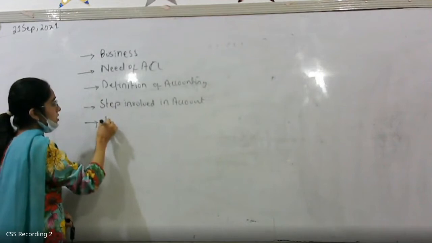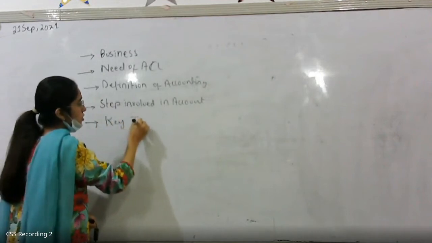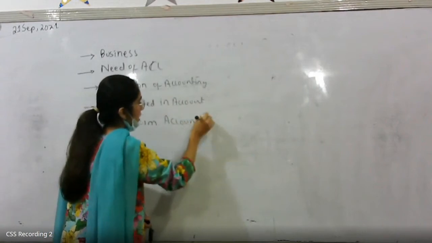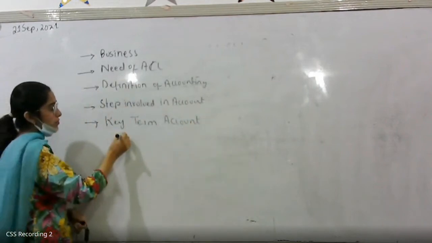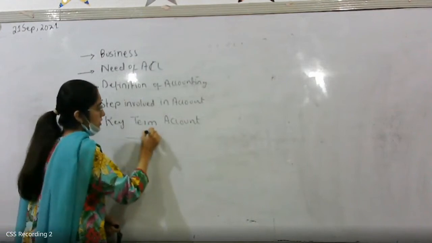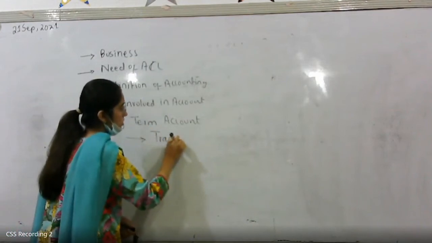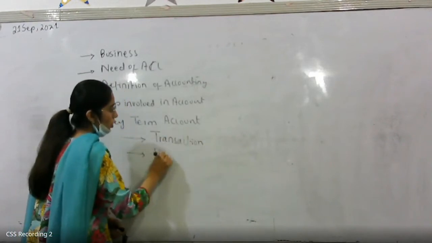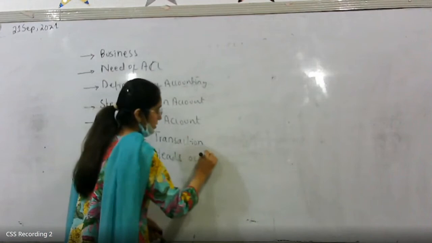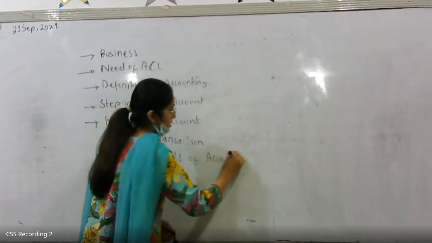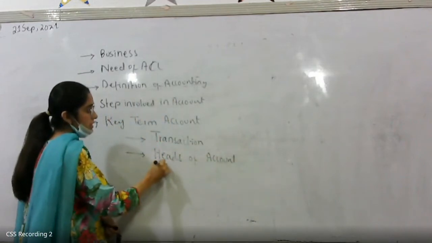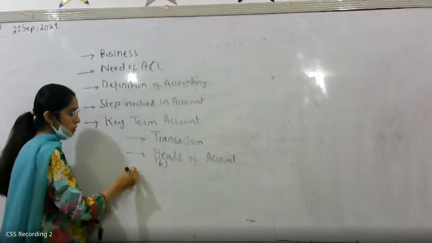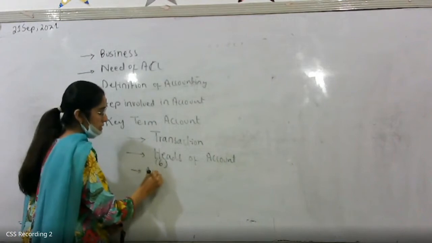And now we are on some key terms which we use in accounting. In key terms, we have discussed transactions and heads of accounting. There are 6 heads of accounting. The first one was asset.